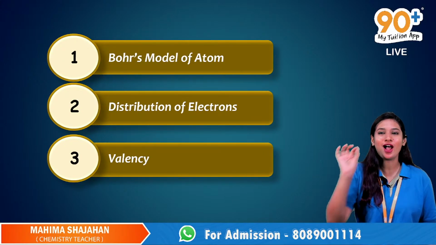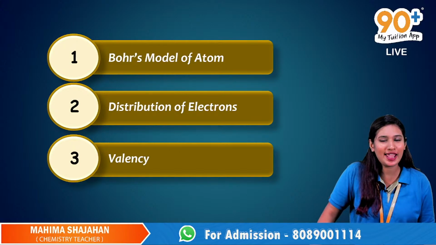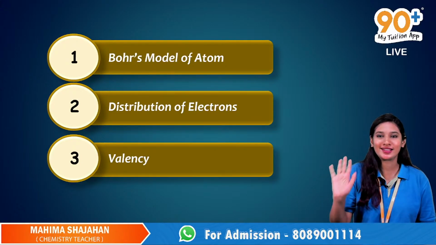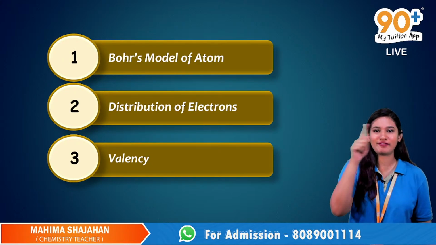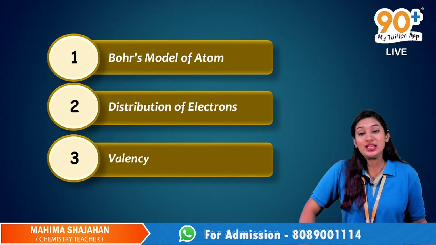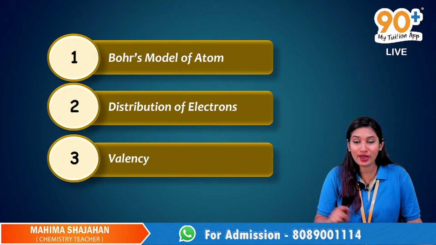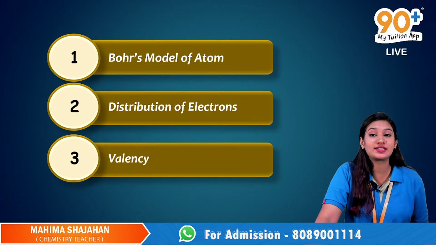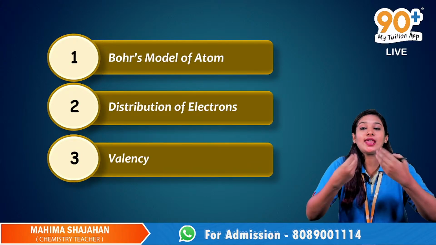So, the problem was the revolution of electrons. Why? Because when these charged particles travel in a circular motion, they will emit energy, that is, radiations.